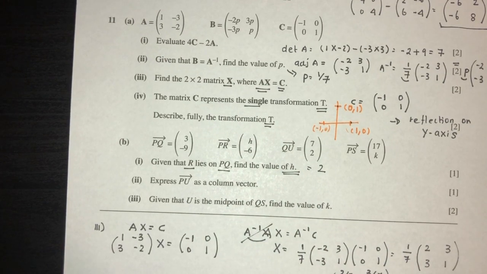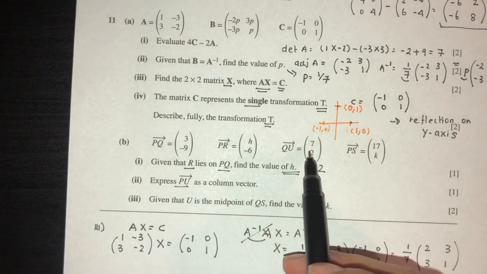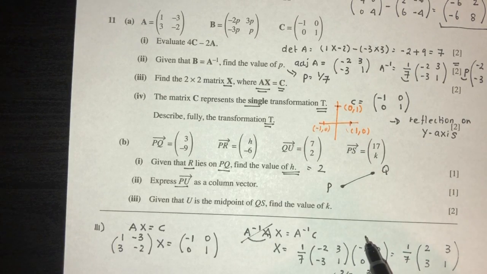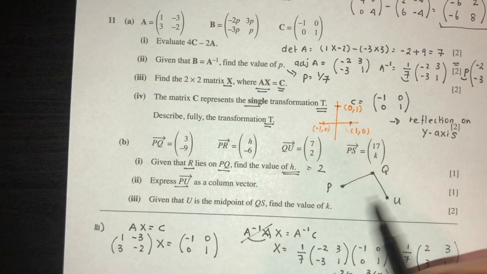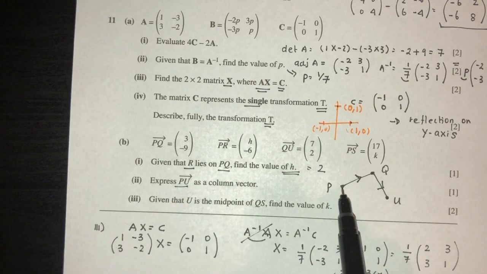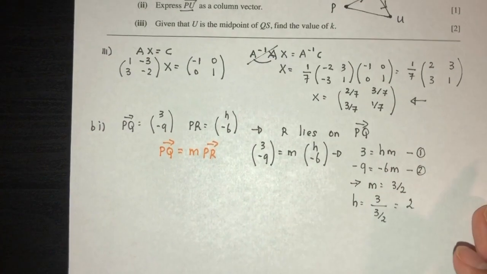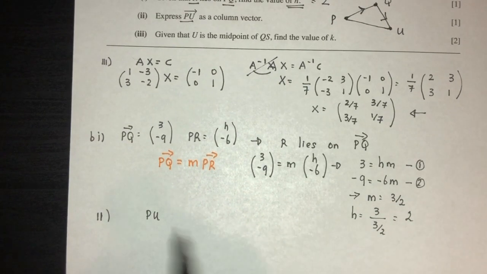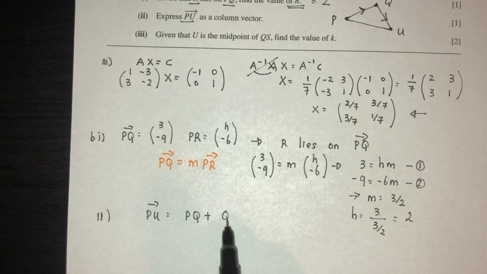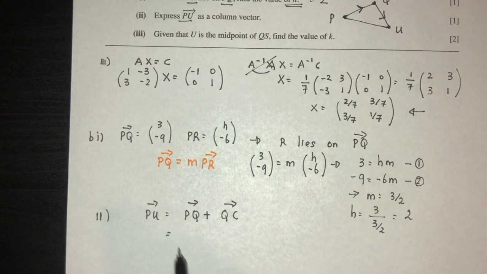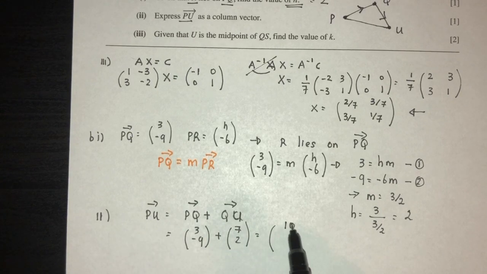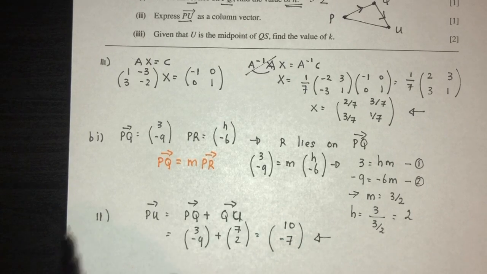Now part 2, we have to express PU as a column vector. So PU is this one. If you observe, you will have P going to Q, and then Q going to U. So we can find that easily. PU is equal to PQ plus QU. So let's write this down. Part 2: PU is equal to PQ plus QU. So here you go. PQ is given by 3, minus 9, and QU is given by 7, 2. That will be 10 and minus 7. And this is your answer for part 2.